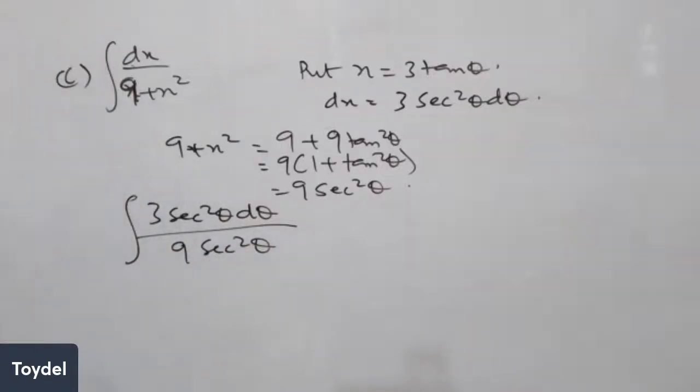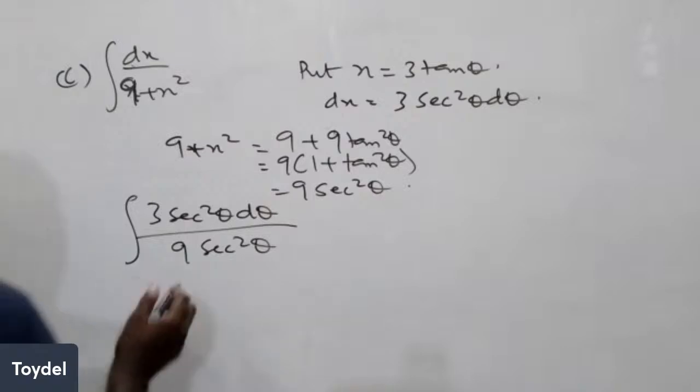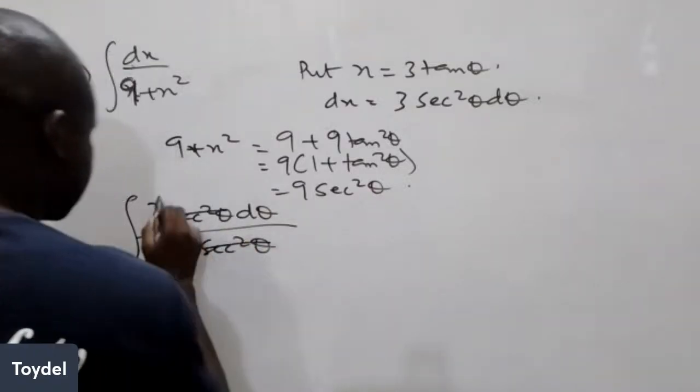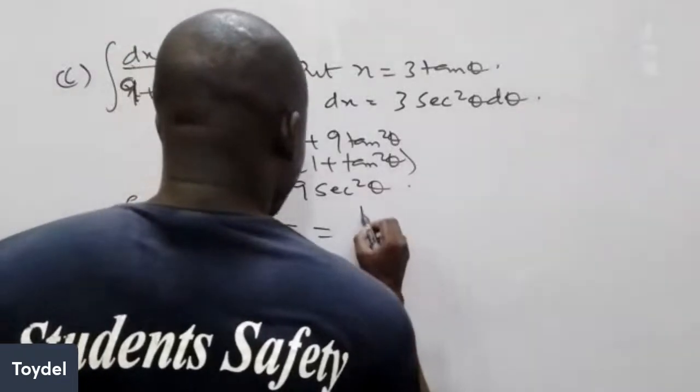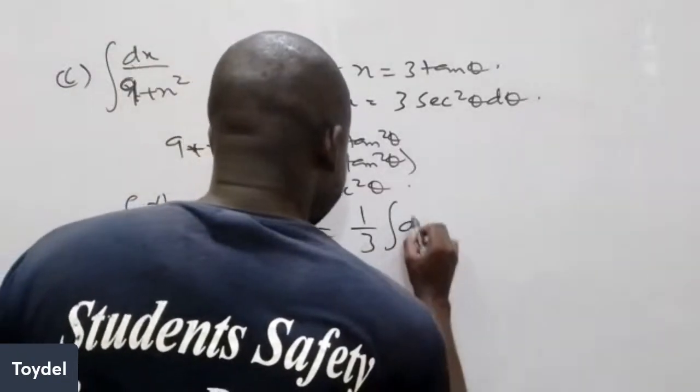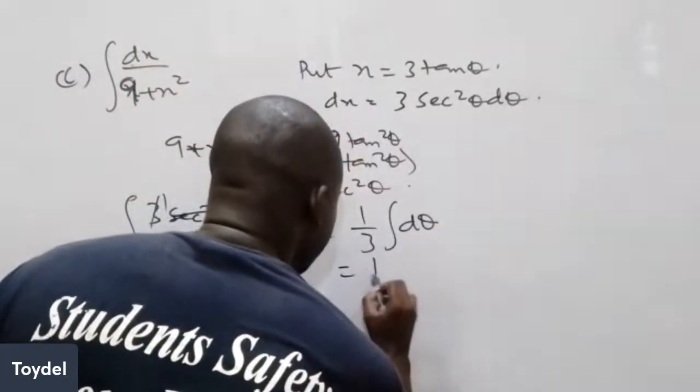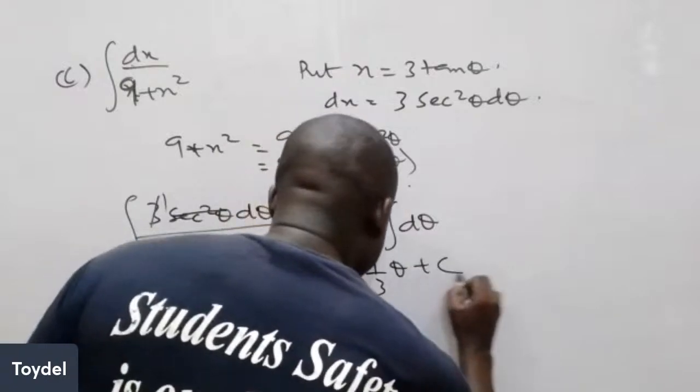There will be some cancellation. We are going to cancel out some things. Sec squared theta will cancel sec squared theta, and 3 here with 9 here gives 3. So at the end of the day, I'm going to have 1 all over 3 integral d theta. So we have 1 all over 3 theta plus arbitrary constant.